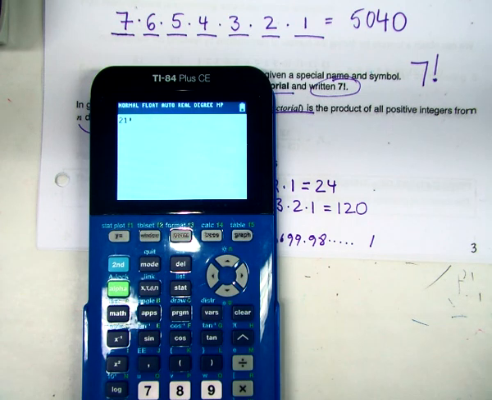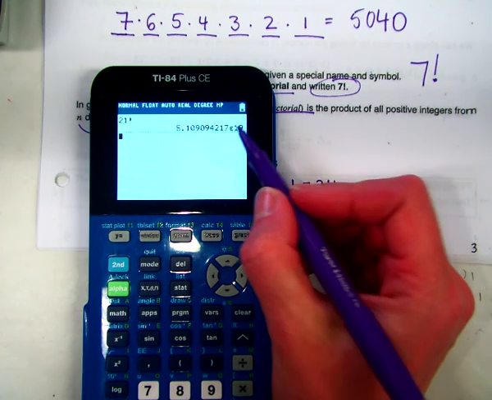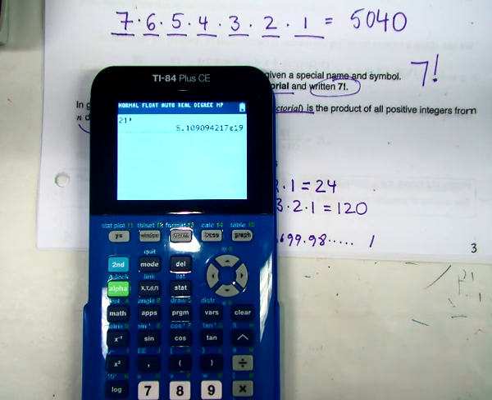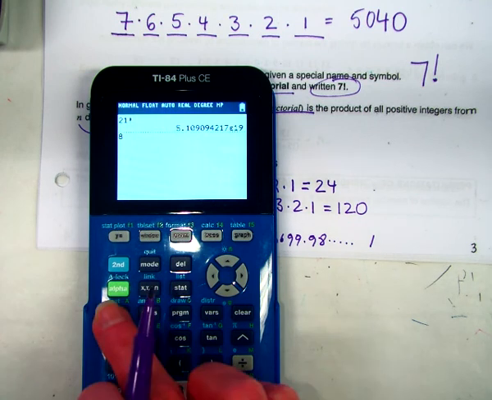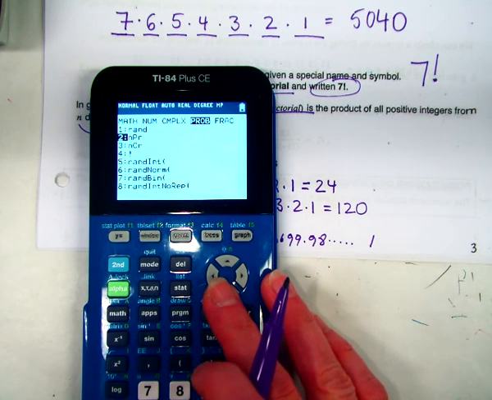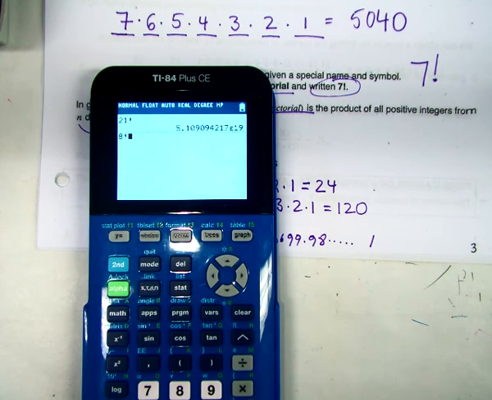That's like 21 times 20 times 19 times 18 all the way up. Whoa, even that is too big. These are some big numbers. So let's try something small. Let's try 8. And I'll show you what to do with the overflow in just a minute.